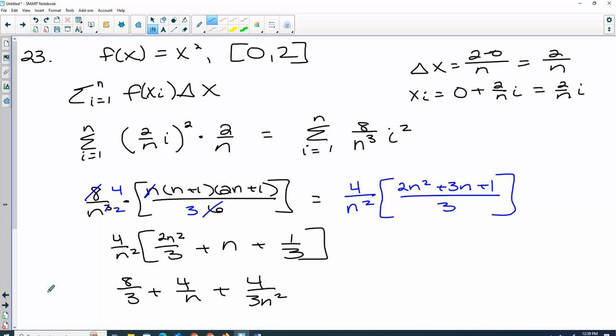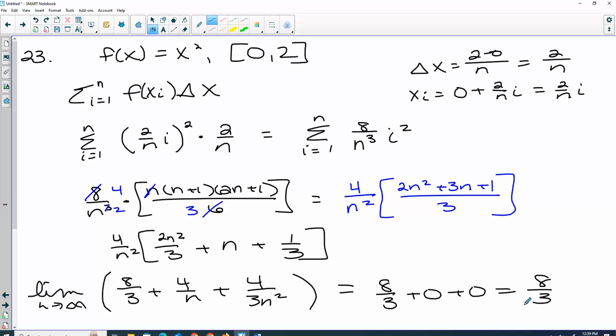And what are we supposed to do with this? Our limit, as n approaches infinity. Because I said find the sum, and then once you have it, do your limit. So that was my sum. Now we do our limit. We know if n is on the bottom, it goes to 0. So 8/3 is our final answer.